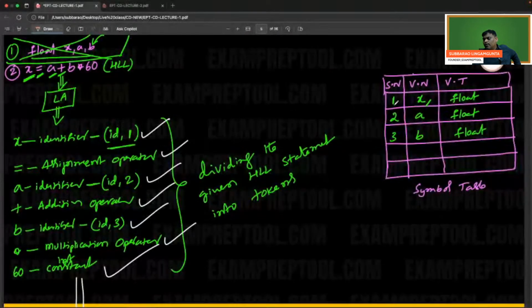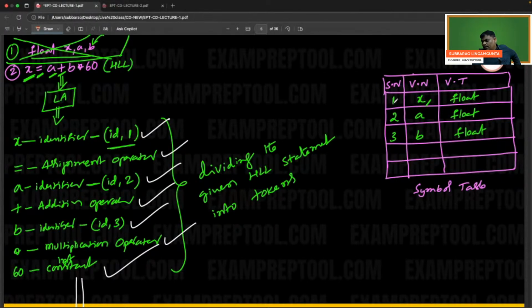ID1 is equal to ID2 plus ID3 star 60. So what it will do is take the token number ID1. The symbol table first row is there. So you will go to the symbol table by using the token number. You don't see the total table.